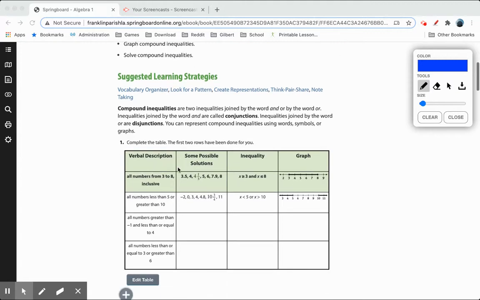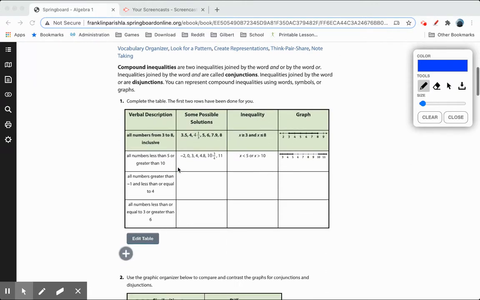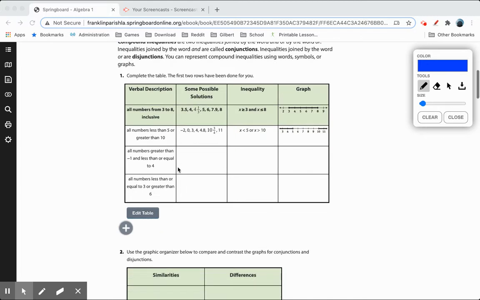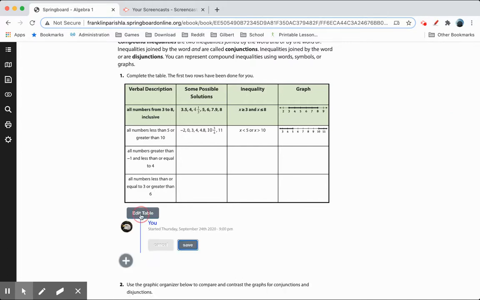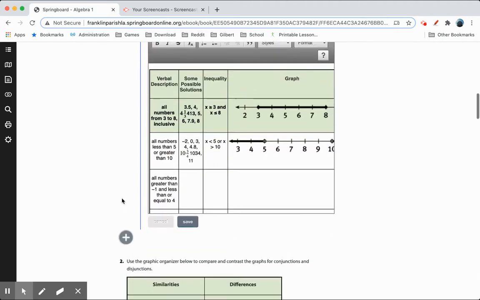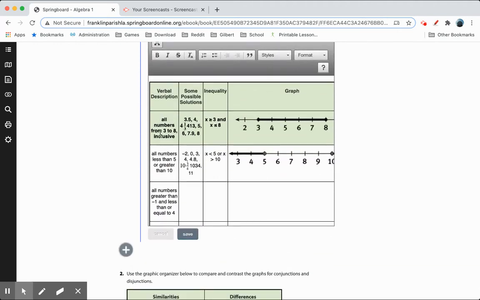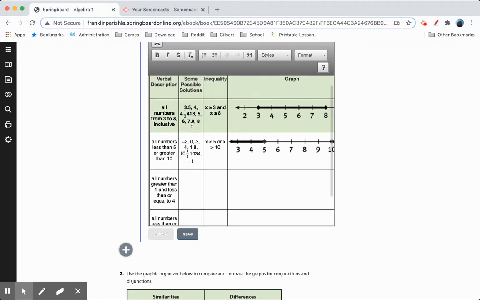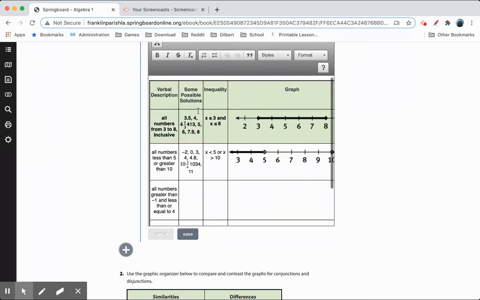You can represent compound inequalities by using words, symbols, or graph. Complete a table. The first two rows have been done for you. So let's see. All numbers from 3 to 8 inclusive. So this includes all the numbers between 3 and 8. It includes 3 and 8 because that's the inclusive part. And these could be 3.5, it could be 4, 4 and a third, anything like that. It's anything that's between 3 and 8.